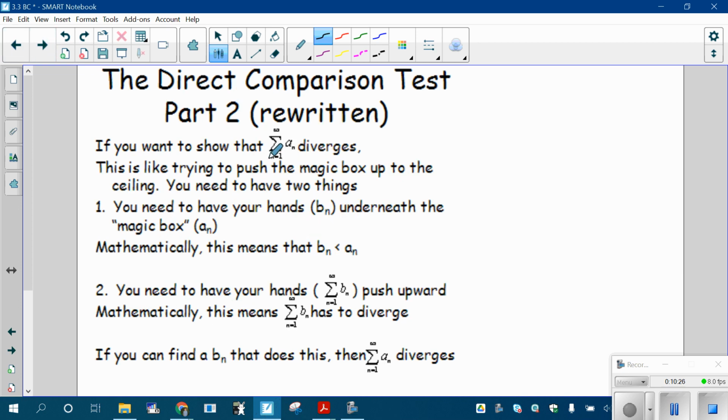Or if you want to try and show that this magic box diverges, goes to the ceiling, then as long as the series that you think of is below the series you're trying to figure out, b sub n is less than a sub n, the terms are smaller, and that series that you thought of in your brain diverges, then you can show that the magic box goes to the ceiling, that it diverges.